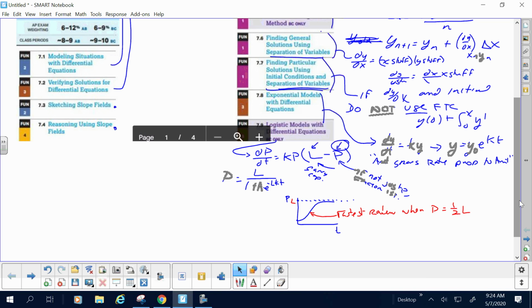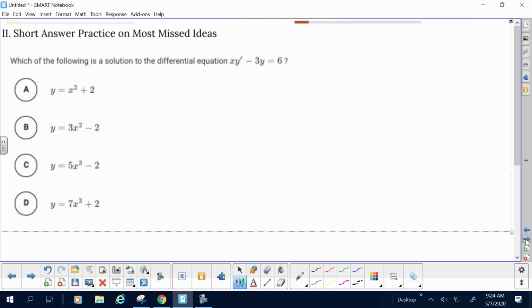Also, remember two ideas on the graph, and that is, as time goes to infinity, the population approaches L, and as time goes to infinity, the rate of change, dP/dt, approaches 0. Right? Those are two big ideas. And I think that's all on the notes I wanted to hit. So let's move on to practice, shall we?